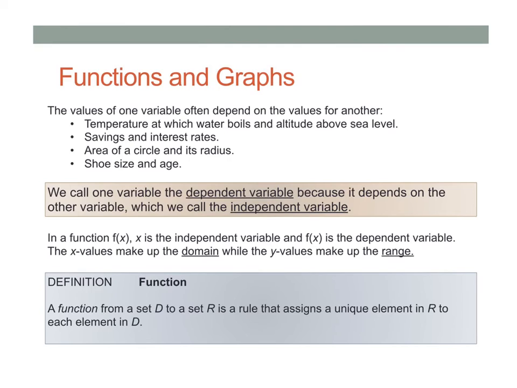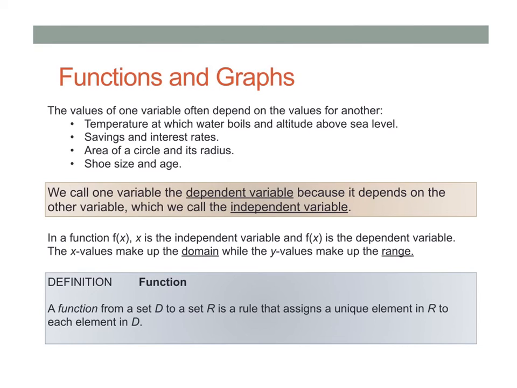And same thing with these other ones, right? The area of a circle depends on the radius. Your shoe size might depend on your age. Not forever. It's not like when you're 40 that changes your shoe size. But as you get older, starting from babyhood, your shoe size will change as you age. Okay? So we call one variable dependent, one independent. You guys know this already.